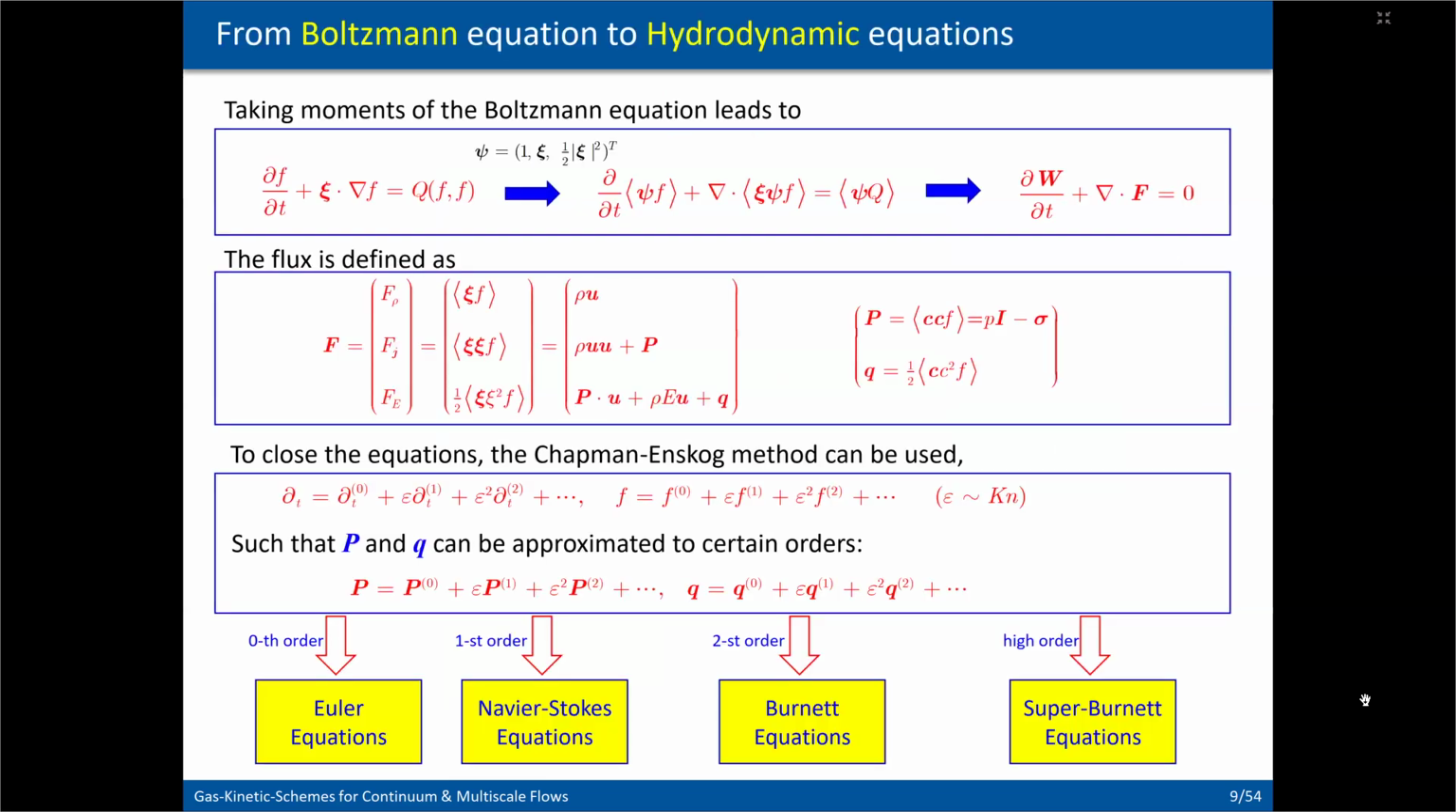By taking the moments of the Boltzmann equation, we can obtain a system of moment equations. We can use the Chapman-Enskog approximation to close the moment system. At the 0th order, we can obtain the Euler equations. At the 1st order, it gives the Navier-Stokes equations, and higher orders give the Burnett or Super-Burnett equations.